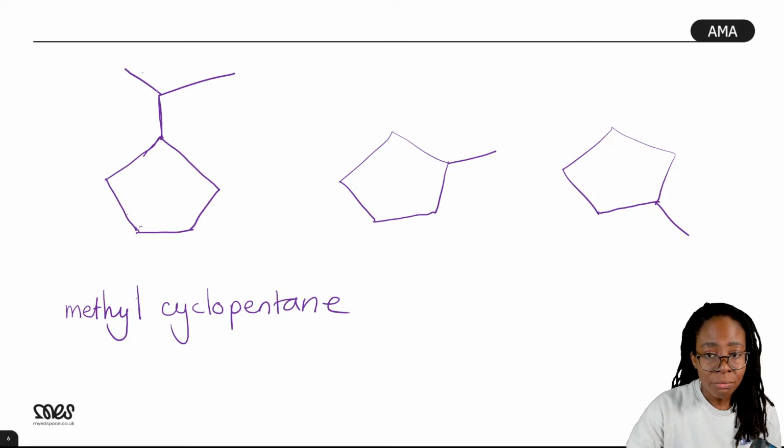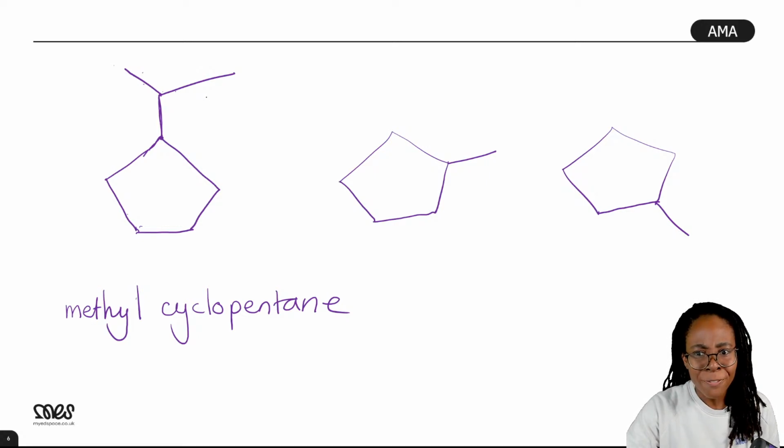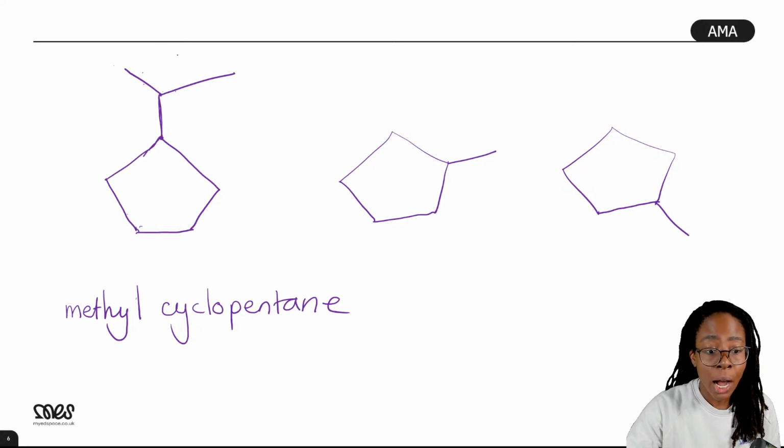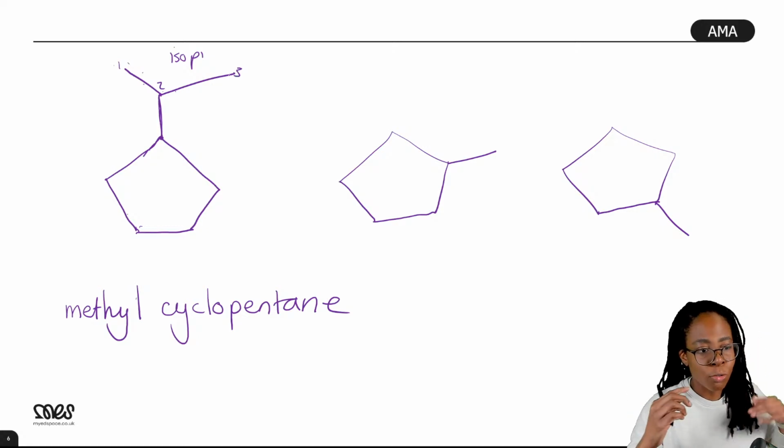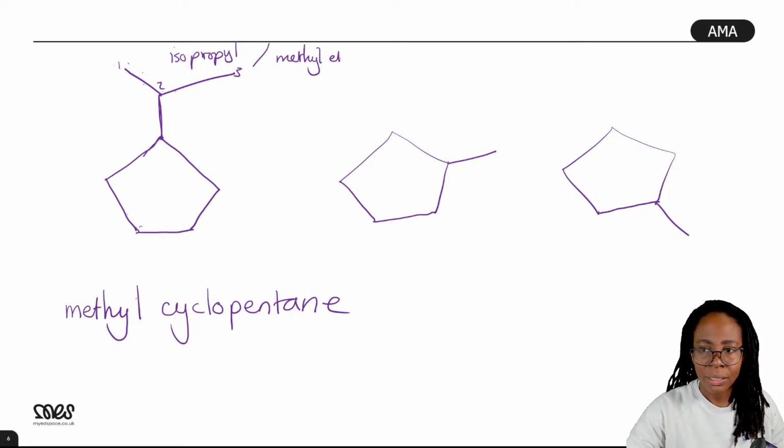Isopropylcyclopentane or methylethylcyclopentane, because we have an ethyl group, 2 carbons, and then we have a methyl group on the ethyl group. Okay, very unlikely that you'd be asked to name anything like this at A level, because really the better name for this, which is not an IUPAC name, but is one that you would use out in the real world, would be isopropyl, because it's 3 carbons, 1, 2, 3, but not arranged at the end, but arranged in the middle. Okay, so isopropyl or methylethyl.